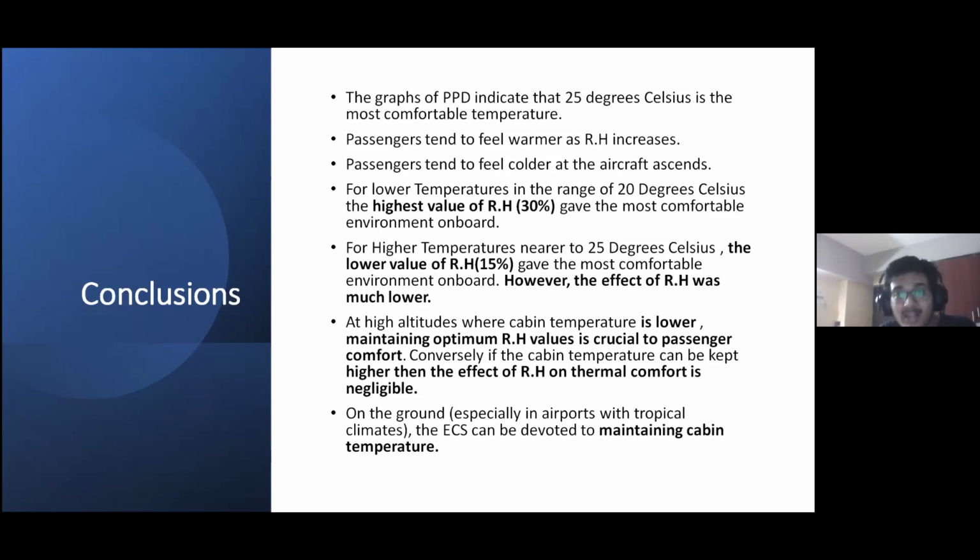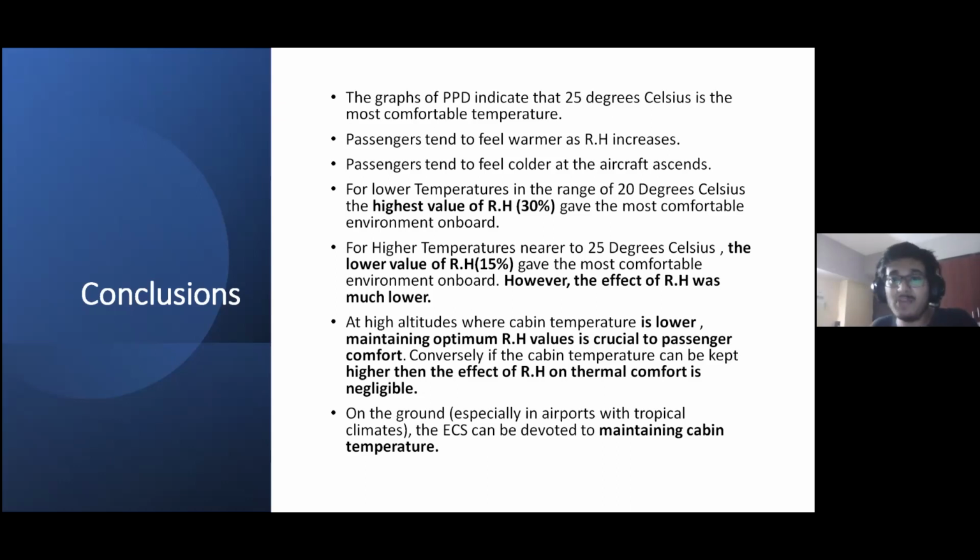But if you maintain the moisture at a higher level, then passengers will feel warmer. So if you keep the PPD lower and you keep the PMV at a more comfortable range, passengers will feel more comfortable in this. Conversely, the temperature is very high at 25 degrees Celsius. The exact opposite happens. The passengers will feel more comfortable at lower values of 15%.